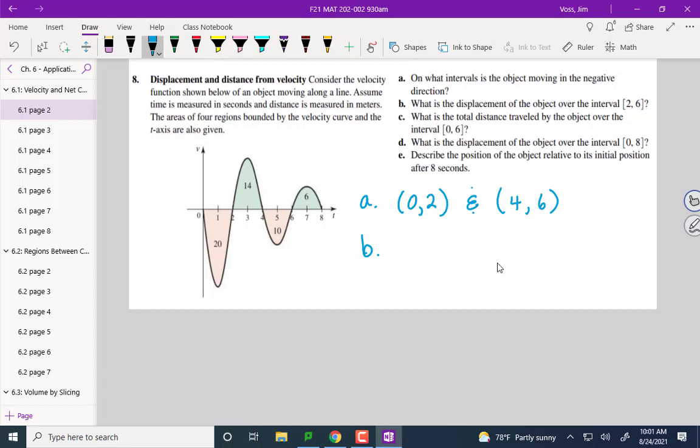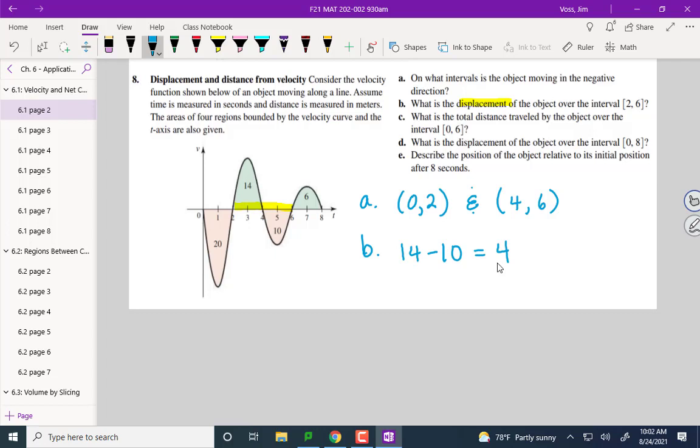What is the displacement of the object over the interval 2, 6? So 2 to 6, we're going right there. And it's asking for displacement. So that's going to be the upper minus the lower area. It's going to be the change in area. And so we're going to have 14 minus 10. Is that what I heard for?